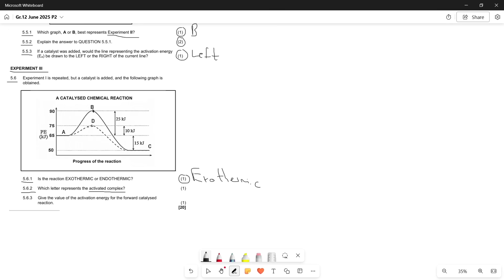with a catalyst, but the activated complex is still the peak and they've given us letter options for either or, which means just write one answer down, either write B or write D, and we will get our mark. But don't write both, so just pick one and you will get your answer.